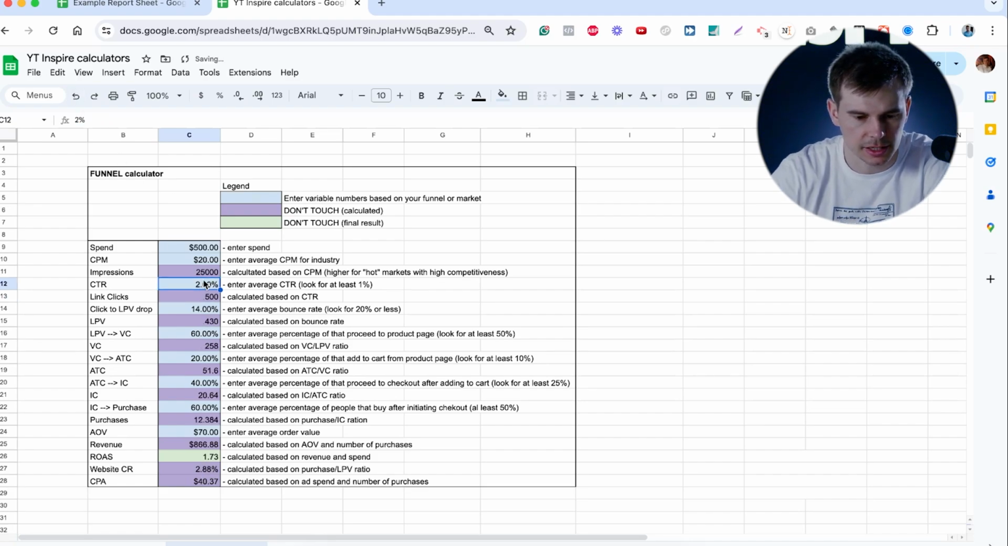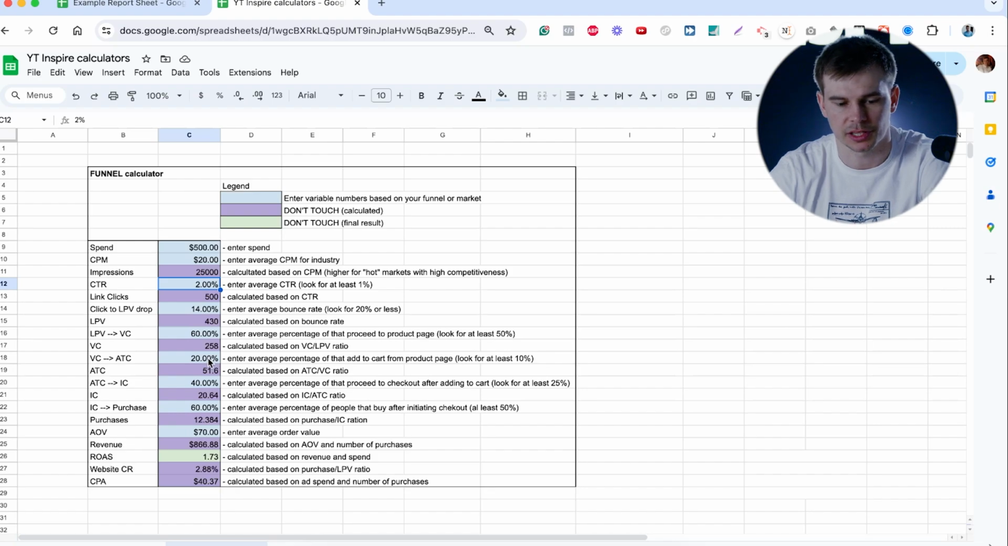So in this case, you can see where in the funnel you have drops. Here I put the benchmarks for each of the drops. So let's say you should not have more than 20% of people dropping when they click on the ad until they land on your website. You should not have more than 40% of people not proceeding to your product page. You should not have more than 90% of people not adding to cart.